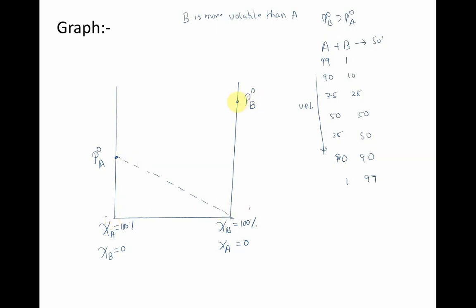Now here it is 99. Think that it is 99. As soon as it starts mixing with A, its composition also goes on decreasing. Therefore, as the composition goes on decreasing, automatically what happens?